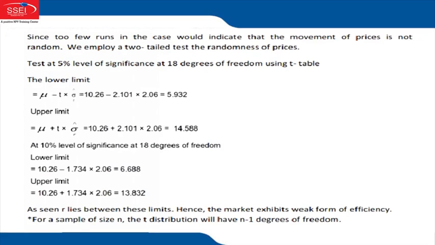So if R lies between these two, then the market is efficient. But if R lies outside, in that case the market is inefficient. So what was our R? The R that we got was 8, and 8 lies between 5.932 and 14.588. So the market is efficient. Similarly, at 10% significance, they got the lower limit, mu minus T into SD, and mu plus T into SD, that's 6.688 and 13.832. So accordingly, R lies once again, 8 lies in between. So the market is efficient in the weak form as per the runs test.